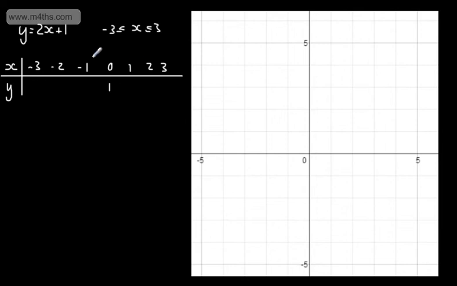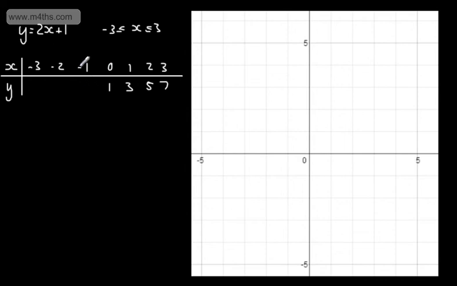Let's now look at x is equal to 1. 2 lots of 1 is 2, plus 1, that's going to give me 3. If I now have x equal to 2, 2 lots of 2 is 4, plus 1 is 5. We can see that this graph is going up by 2 each time. So let's now put x is equal to 3. When x is equal to 3, y will be 2 lots of 3, which is 6, plus 1, which is 7. So we can see now that this is going up by 2 each time.